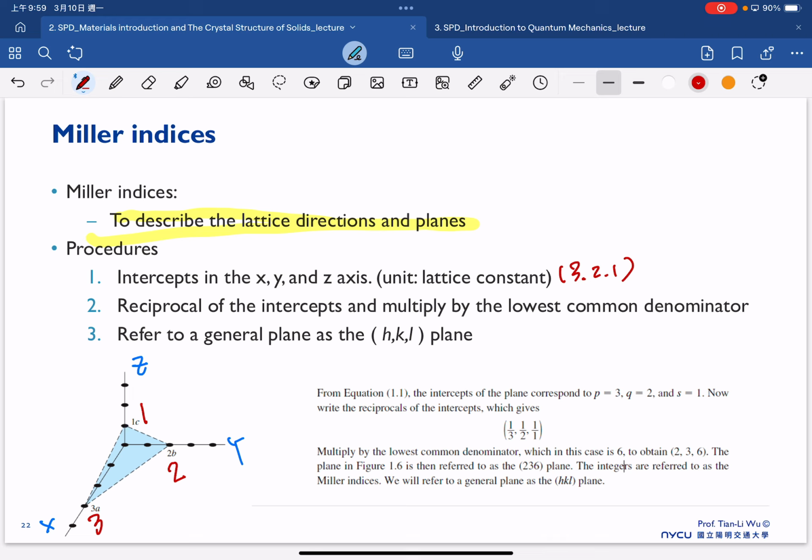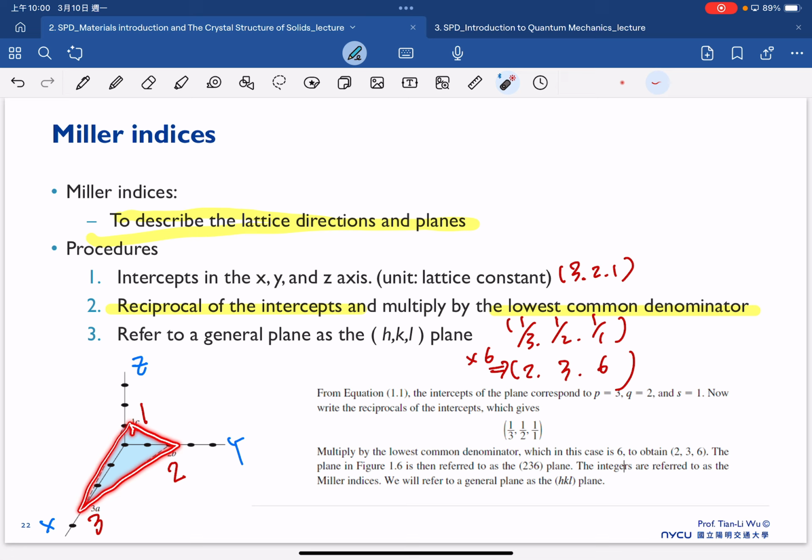So we have 3, 2, 1 as the first step. The second step is to take the reciprocal. That means we calculate 1 over 3, 1 over 2, and 1 over 1. That's what we call the reciprocal of the intercepts. Then we multiply by the lowest common denominator, which is 6, so this becomes 2, 3, 6. So now we call this plane the (2 3 6) plane. This is how we obtain the Miller index.